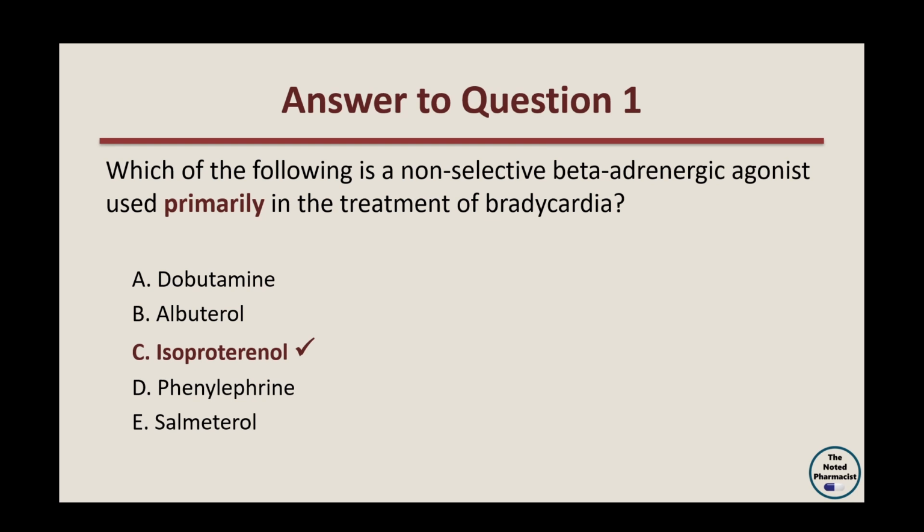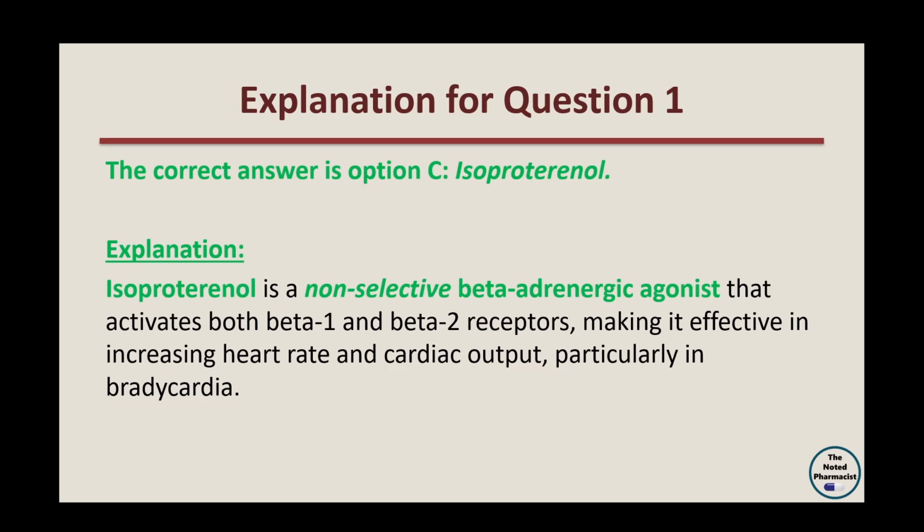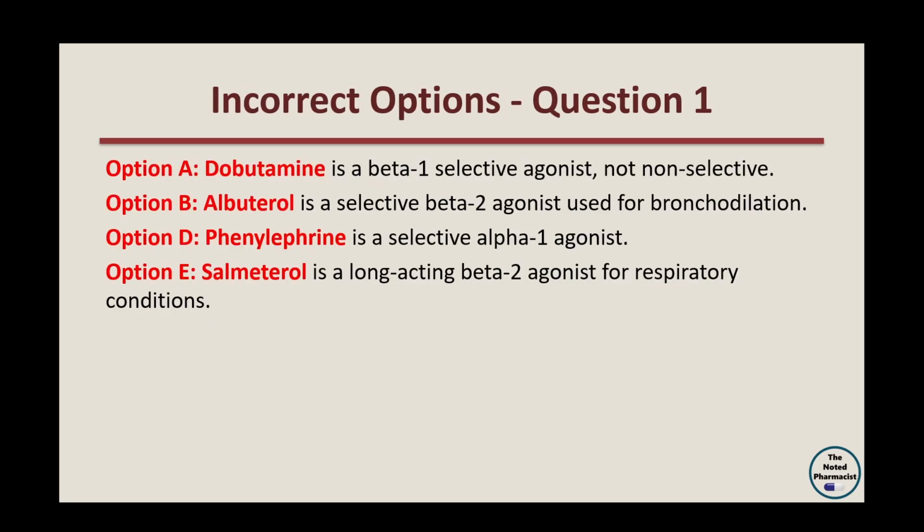The correct answer is option C, isoproterenol. The explanation is as follows. Isoproterenol is a non-selective beta-adrenergic agonist that activates both beta-1 and beta-2 receptors, making it effective in increasing heart rate and cardiac output, particularly in bradycardia. Its ability to reduce vascular resistance via beta-2 receptor activation further supports its therapeutic use. Here is why other options are incorrect.